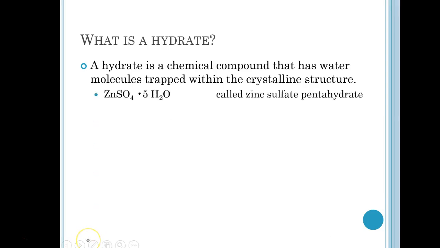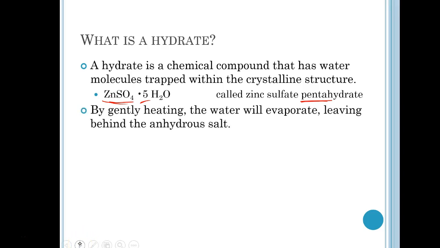And the way they're written is they're written with this salt formula right here, zinc sulfate. And then it tells you that there are 5 water molecules trapped in for every 1 molecule of zinc sulfate. Seems kind of weird, right? I mean, it's really strange how that works. It's referred to as zinc sulfate penta, because there are 5 of them, hydrate. That little dot is not a multiplication sign. It's more like the .com kind of thing. It's referred to as ZnSO4·5H2O. It's more like a plus sign. It's telling you how many waters there are inside that molecule.